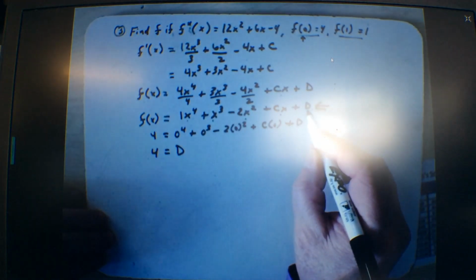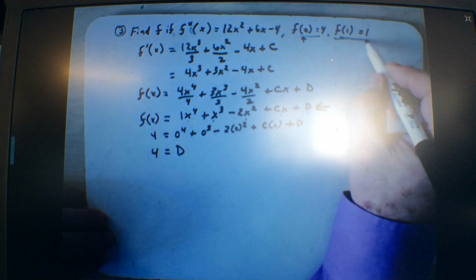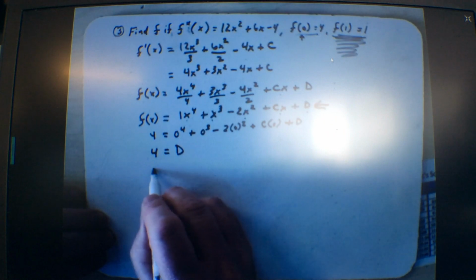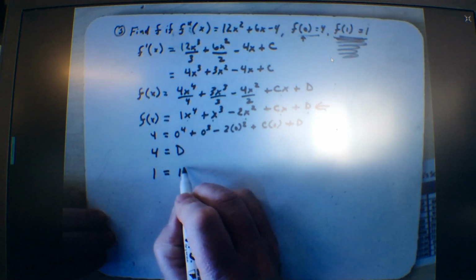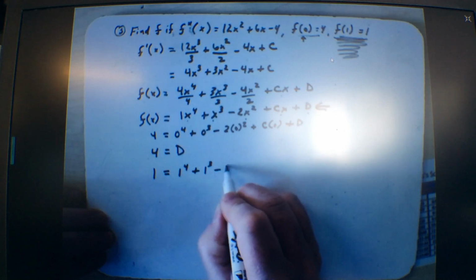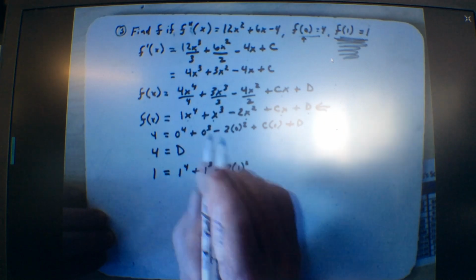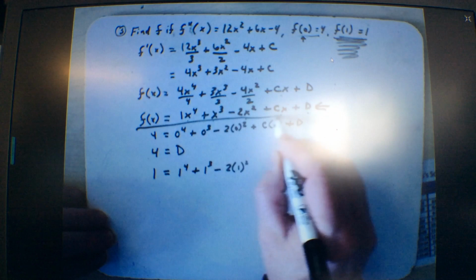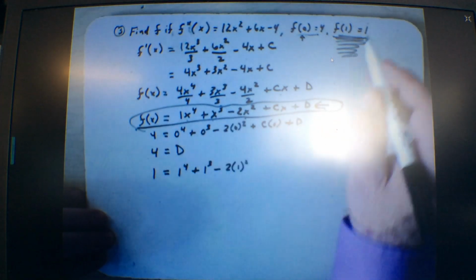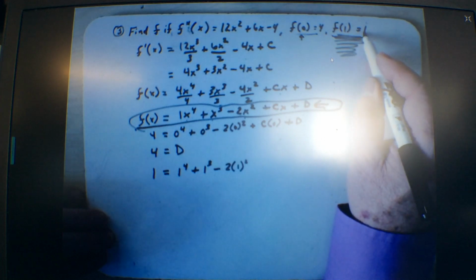Now I can go back to this one again, and I now know what d is. And so I can use this point. I can put 1 in for f of x. I can put 1 in for the x to the 4th, plus 1 into the x cubed, minus 2 times. I'm using the function, this one right here, and I'm putting 1 in for all the x's. And I'm going to get 1 for the answer.